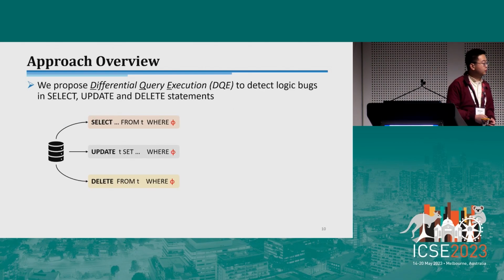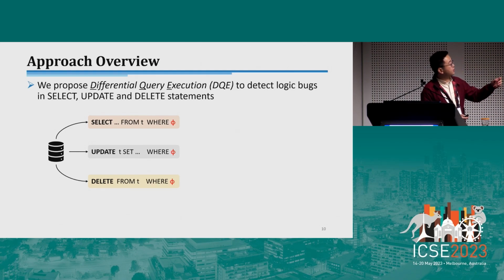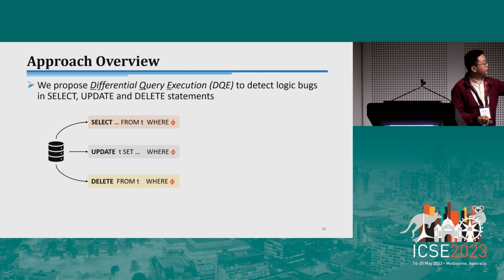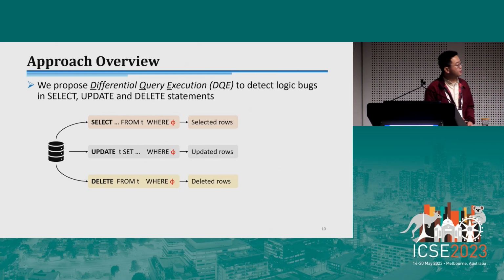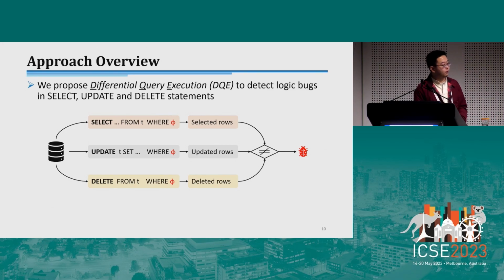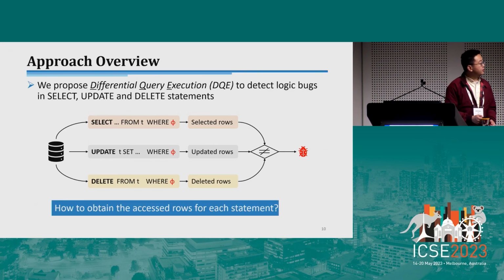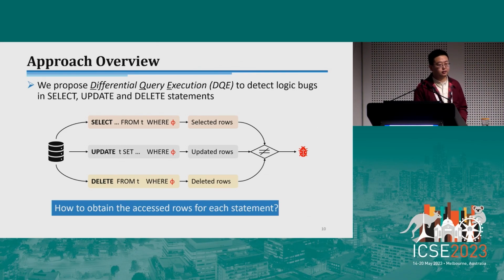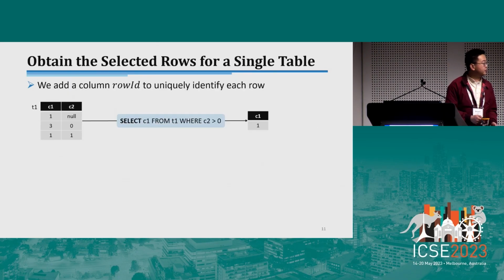Inspired by the key observation, we propose differential query execution, DQE for short, to detect logic bugs in select, update, and delete statements. The core idea is that, given select, update, and delete statements with the same predicate, we compare their accessed rows. If they access different rows, DQE reveals a bug in the DBMS. The key challenge of DQE is to automatically obtain the accessed rows for each statement.